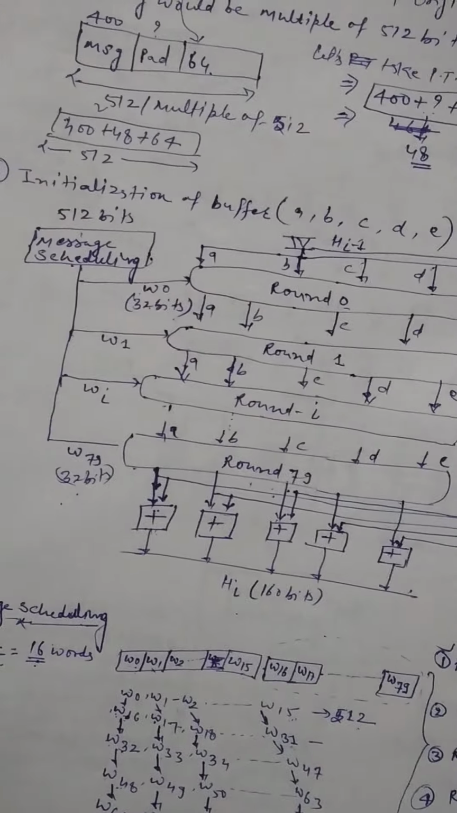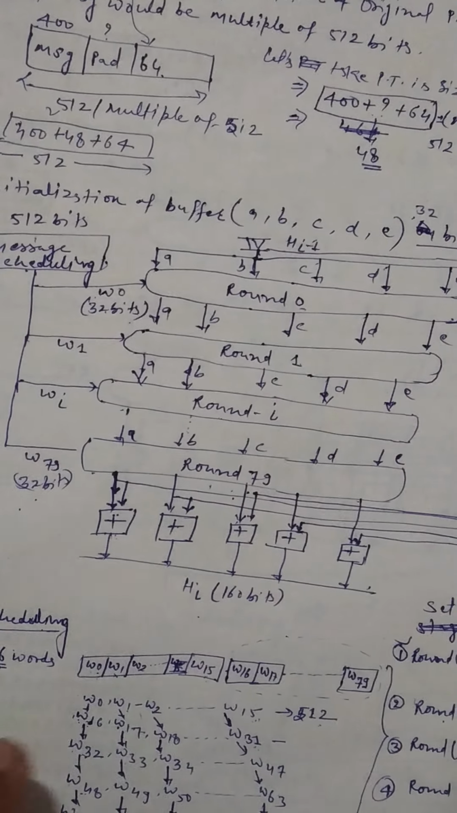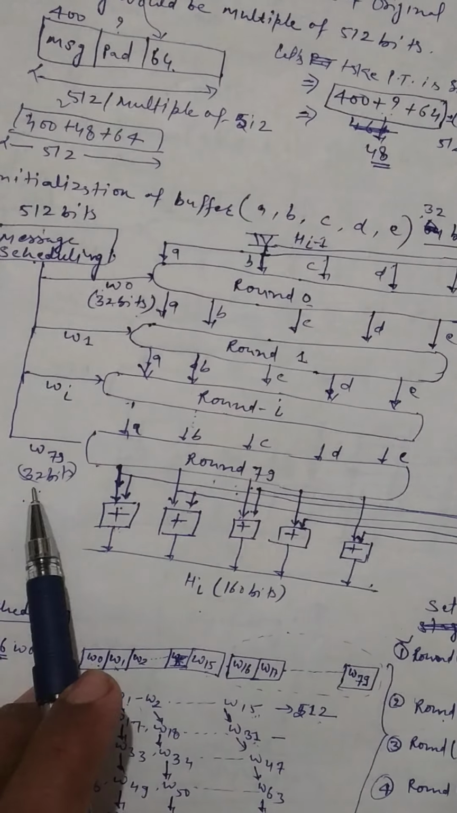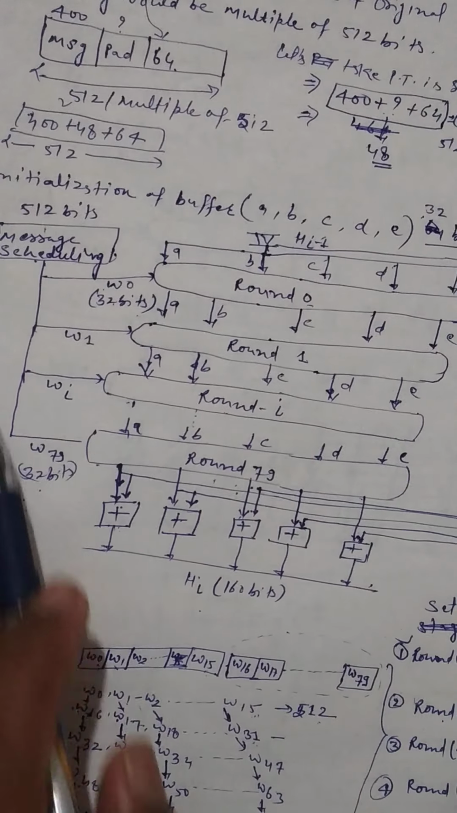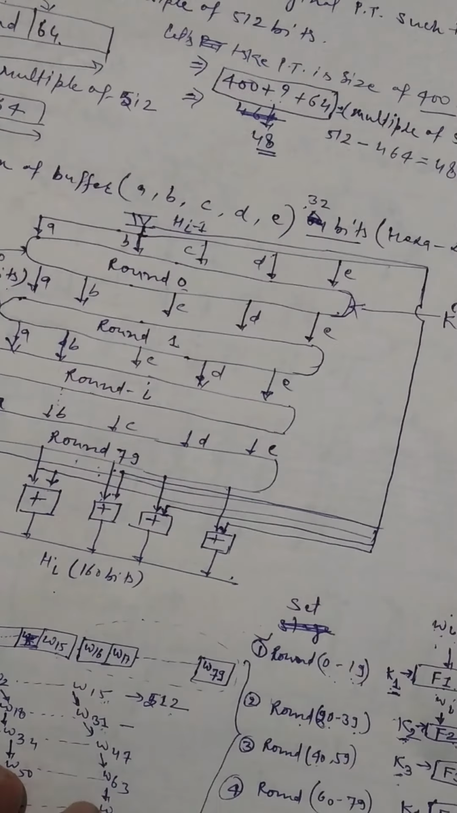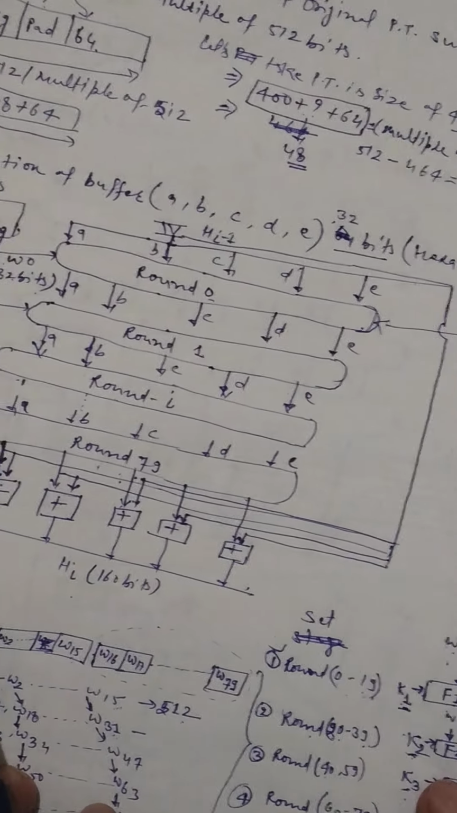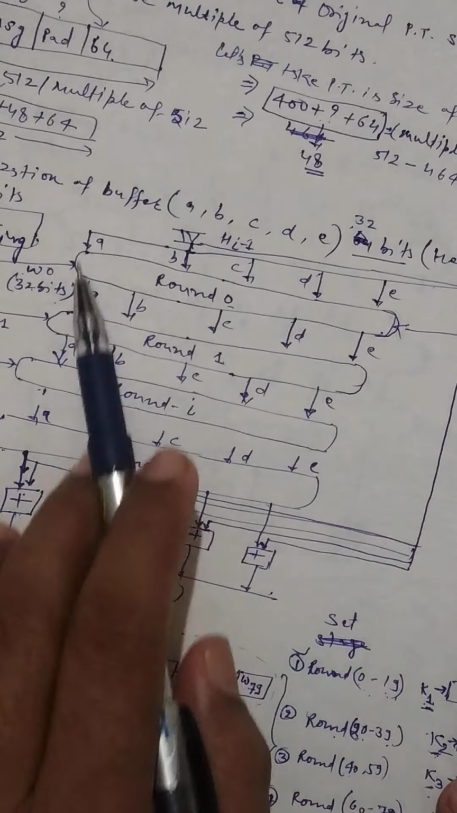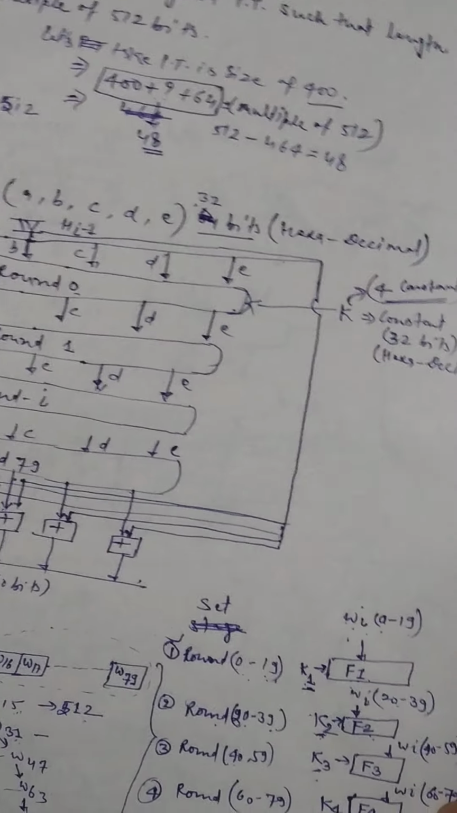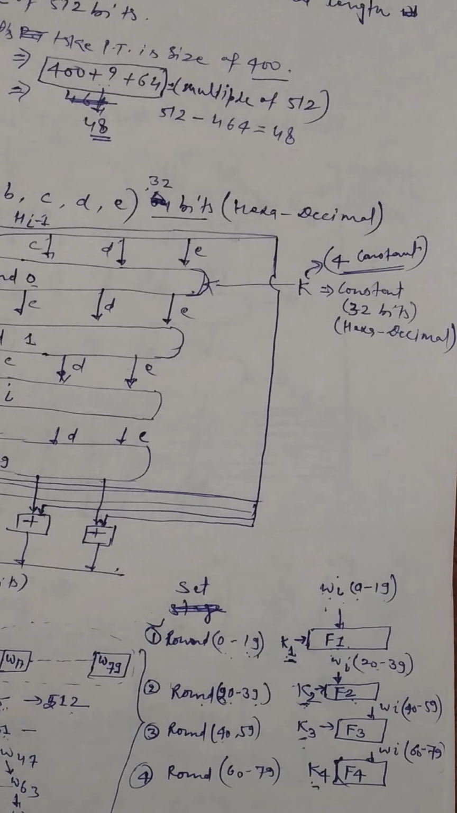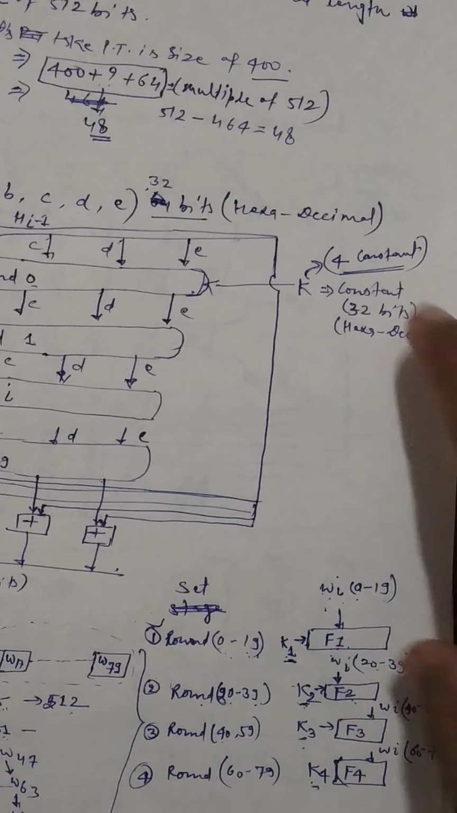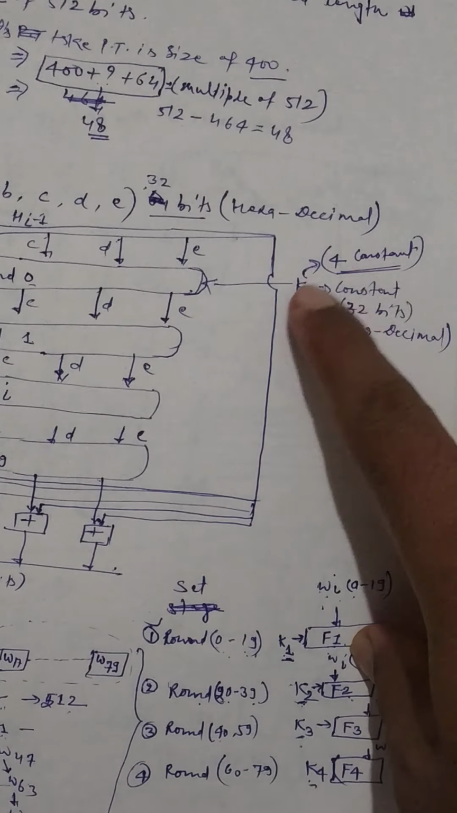Now again come to this block diagram. For the message we need to generate words from W0 to W79, and we have generated them. Next, in each round one word is needed, and these buffers are needed. Now next, a constant is needed. One constant is needed, and how many constants are needed?